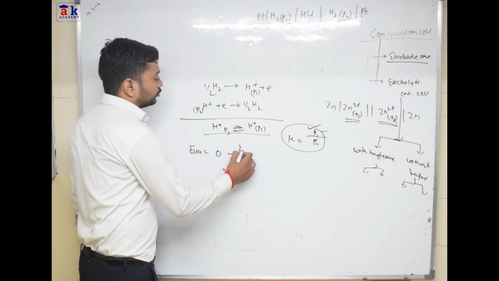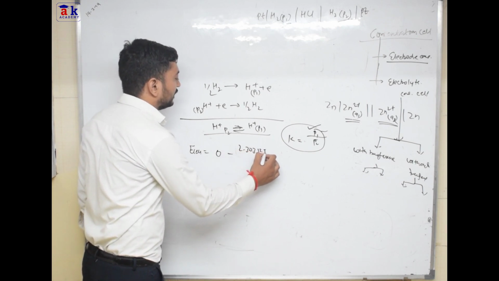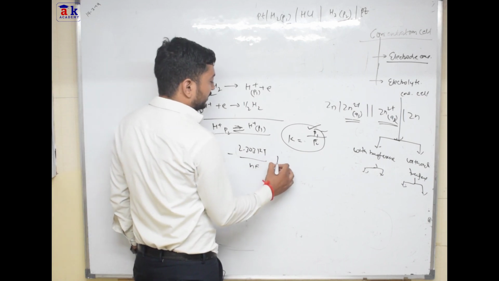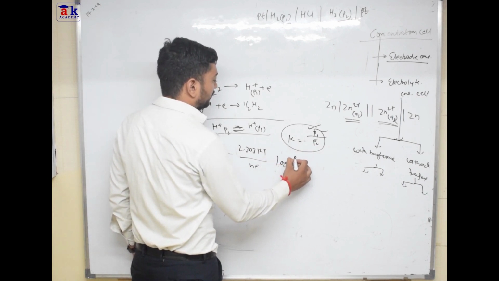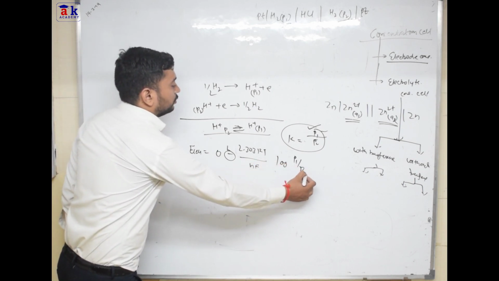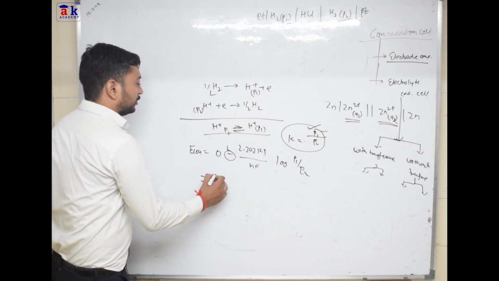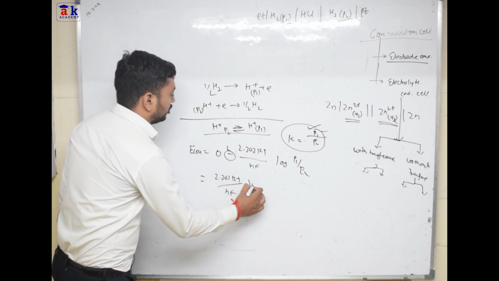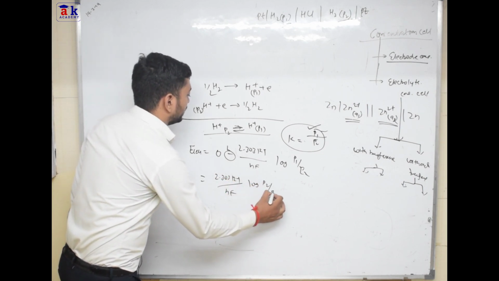So 0 minus 2.303 RT upon NF. So N I can take as 1, and here log P1 divided by P2. There the minus sign we have, and what we can do? P2 will go above, so this will become 2.303 RT upon NF log of P2 divided by P1.